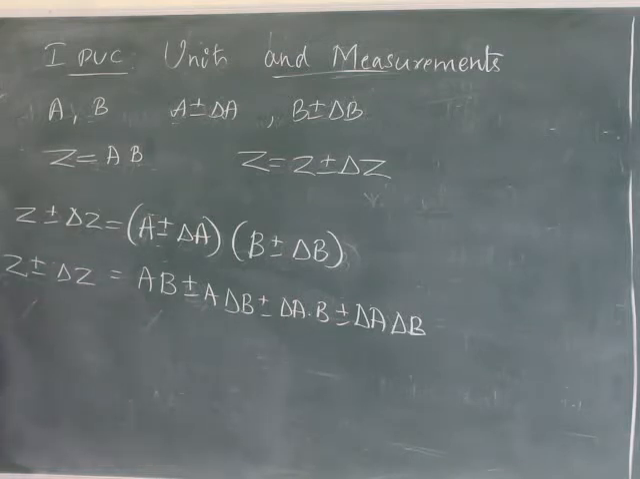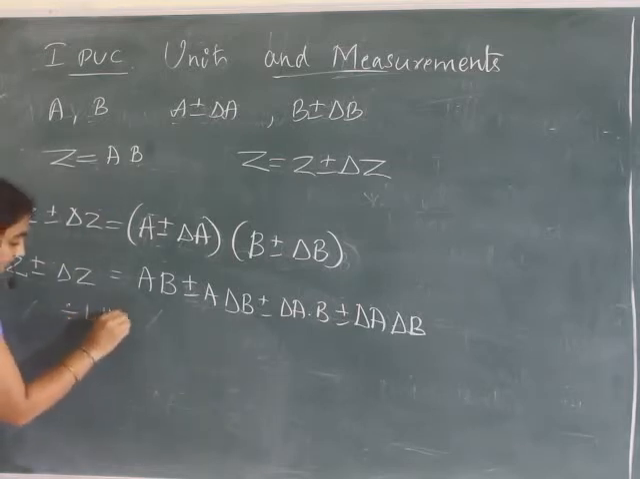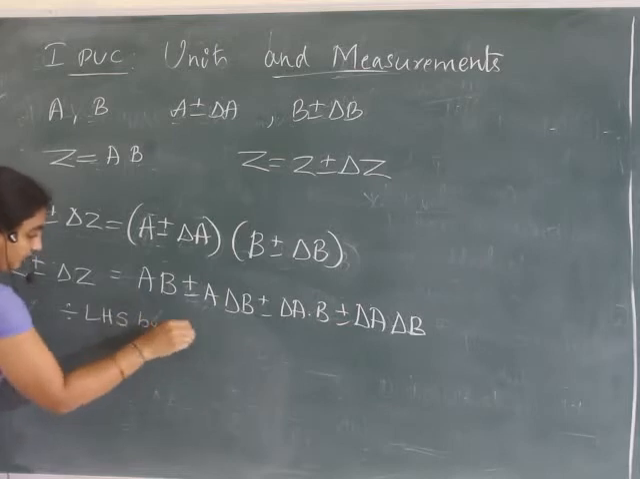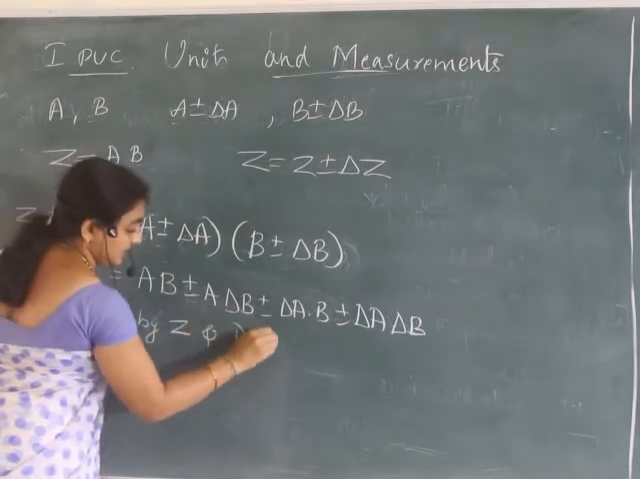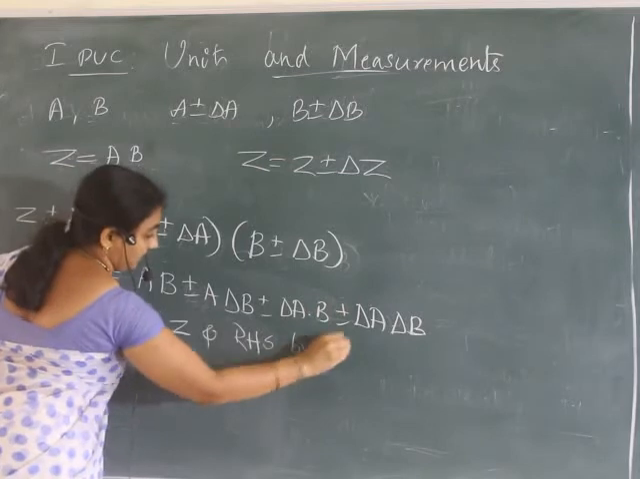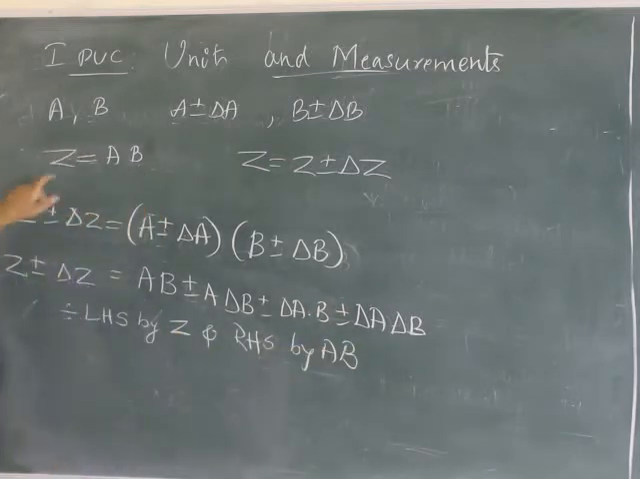This one is nothing but... what is it? We'll do one thing. Z is nothing but AB, correct? So we will divide, okay? We will divide LHS by Z and RHS by AB, because Z equals AB, correct? Both the sides you are dividing by Z or AB.